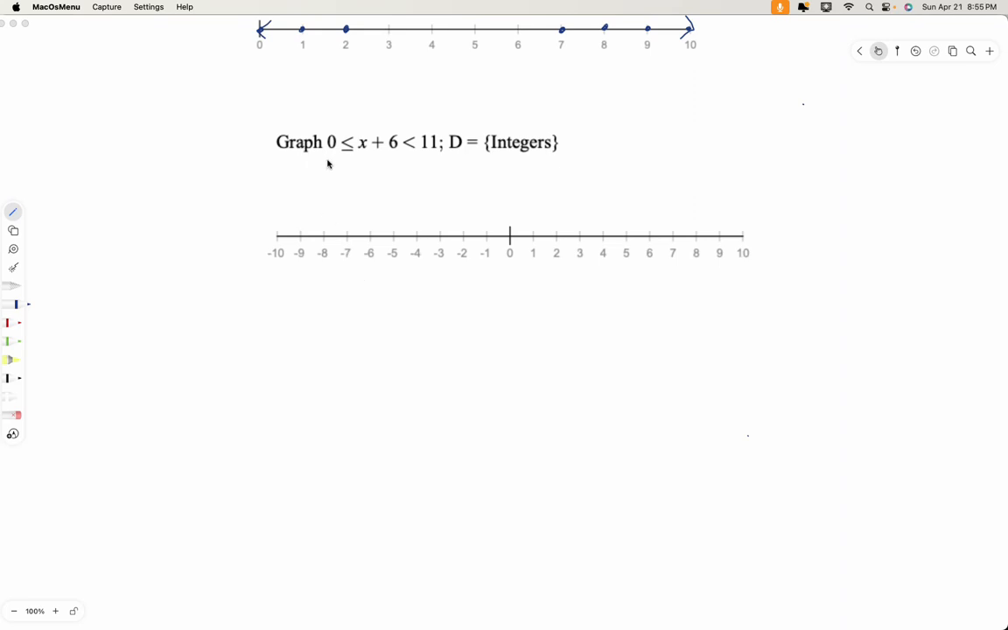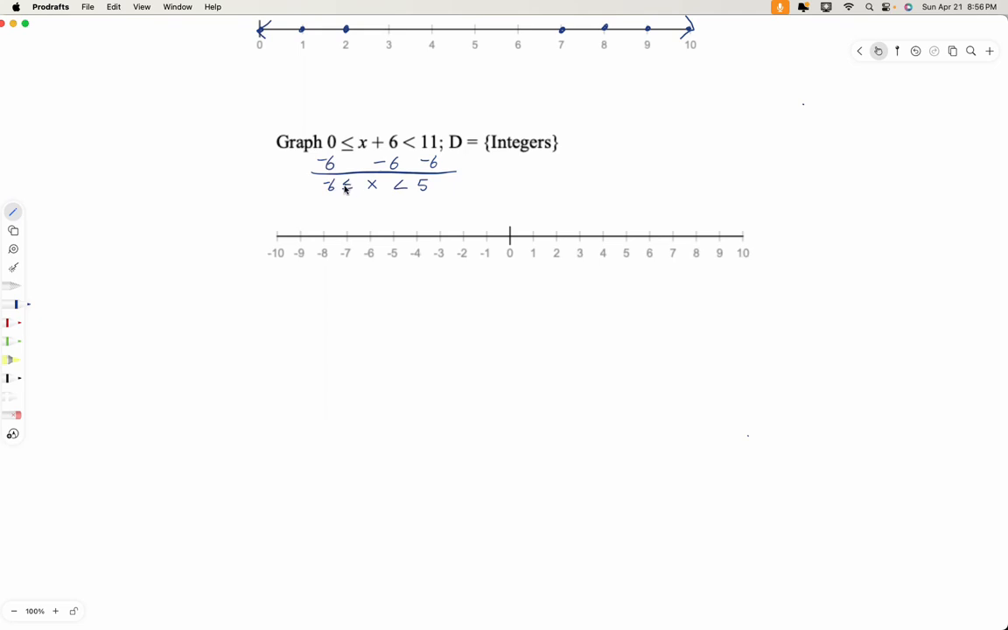Okay, this one is asking us to graph 0 is less than or equal to x plus 6, which is less than 11, and the domain is integers. We've got to get x by itself because that's what we want to graph. We want to graph what x is, not what x plus 6. So if we're adding 6 to x, to get back to x, we have to take that 6 away. We need to do that to all of these sections. That would be negative 6 is less than or equal to x, which is less than 5, because 11 minus 6 is 5. So this is what we're going to graph in integers.